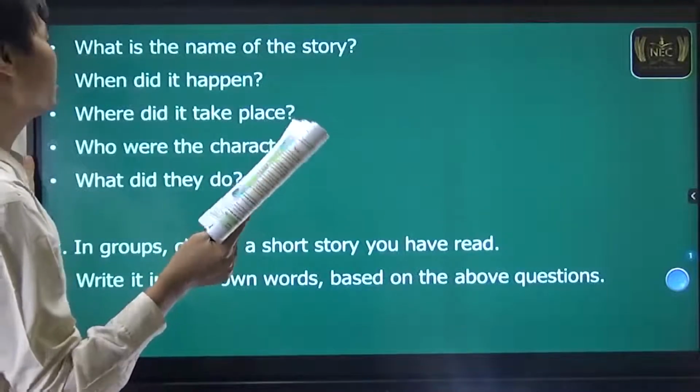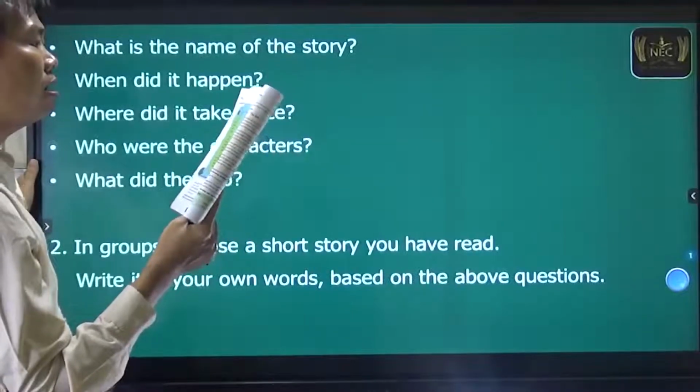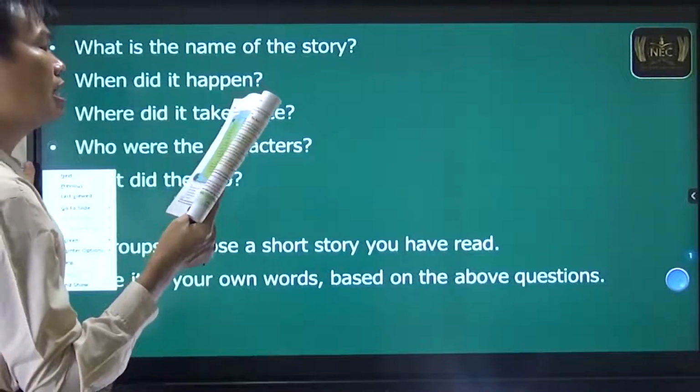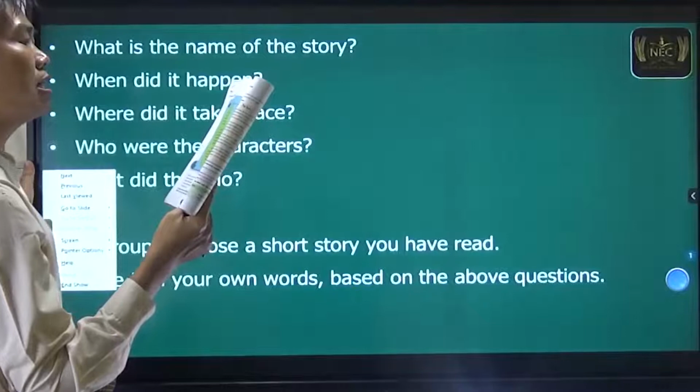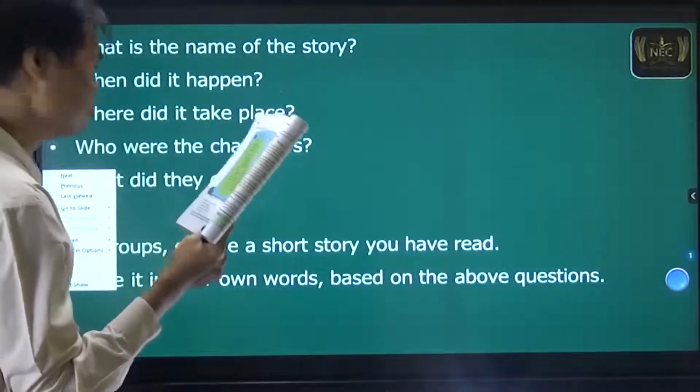Who are the characters? The characters were Damon, Pythias and Dionysius, the ruler of Syracuse.